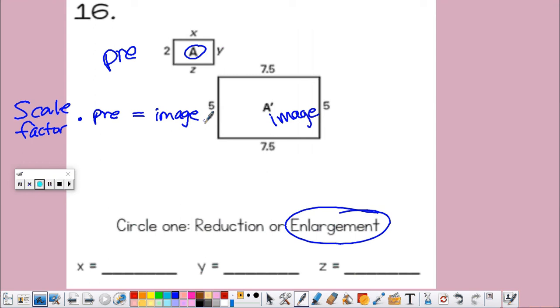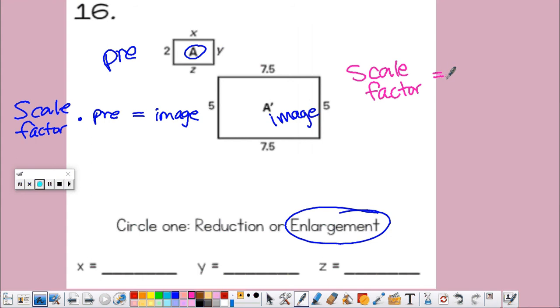But since we're moving backwards, going from image to preimage, what does that tell us we're going to be doing? If we multiply moving forward, what are we going to be doing backwards? We're going to be dividing by our scale factor. That's why I wanted to talk about number 16, because it's a little bit different than what we did yesterday. So let's find our scale factor first, and then go from there. Sound good?